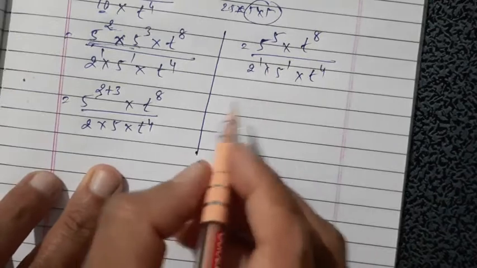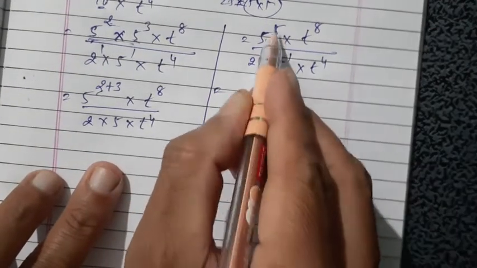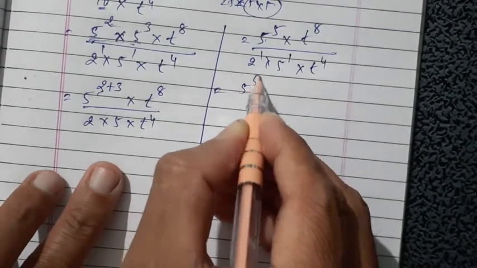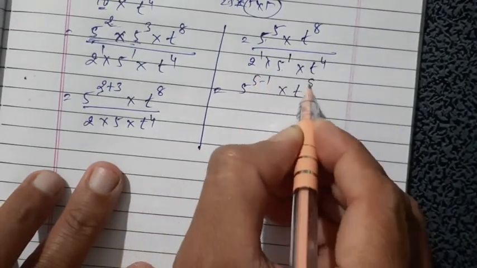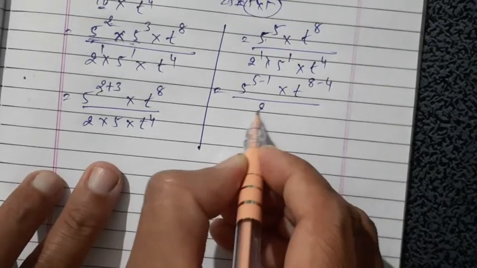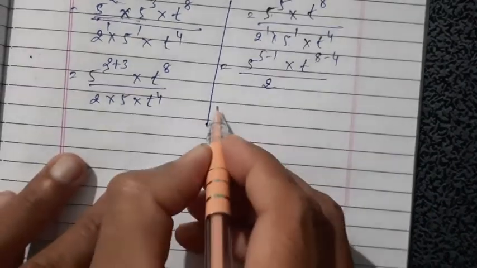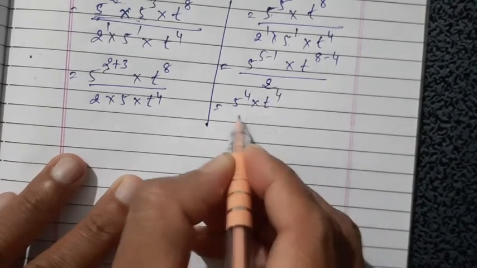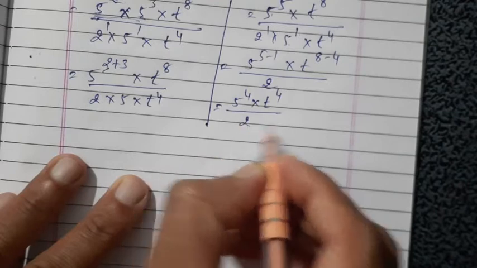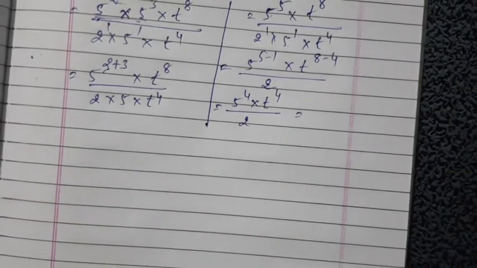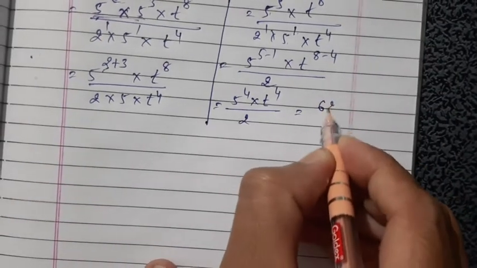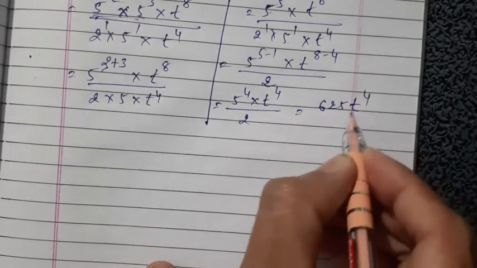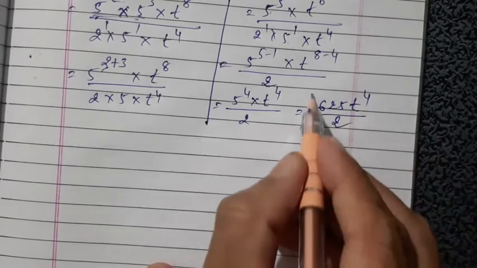Now division. Look, 5 and 5 have the same base. So what to do? Difference of powers. So 5 raised to 5 minus 1. Same here, t raised to 8 minus 4, divided by 2 raised to 1, means 2. So here 5 raised to 4 into t raised to 4 divided by 2. 5 raised to 4 means 5 into 5 into 5 into 5, 625, and t raised to 4 divided by 2. That's your answer.